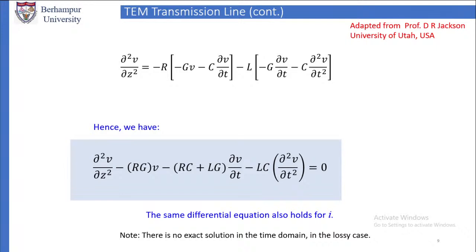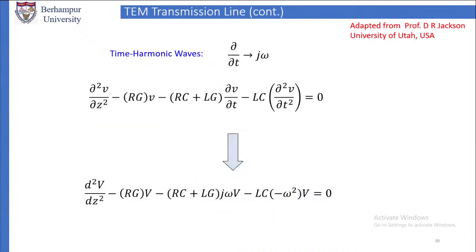So ∂²V/∂z² minus RG into V minus (RC + LG) ∂V/∂t minus LC ∂²V/∂t² is equal to 0. We have taken everything to the left hand side, so you get this equation. This same differential equation holds for I, which means just replace V with I in this equation.